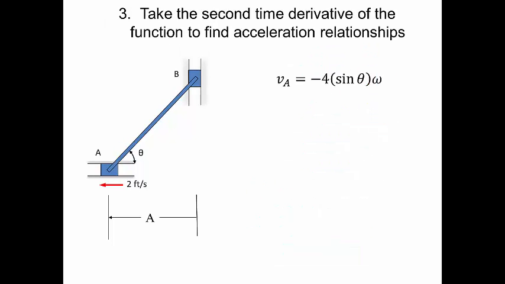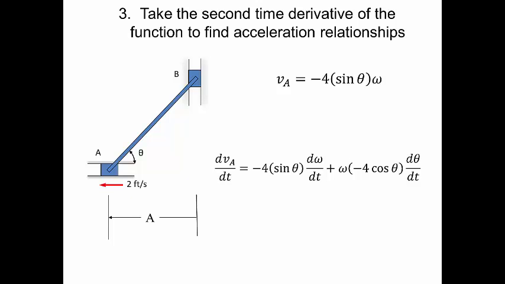Now let's find our acceleration relationships. We take the second time derivative of the function to find the acceleration relationships. So here's our velocity function. The velocity of A is equal to minus 4 sine of theta times omega. We're going to take the derivative of the velocity of A with respect to time.